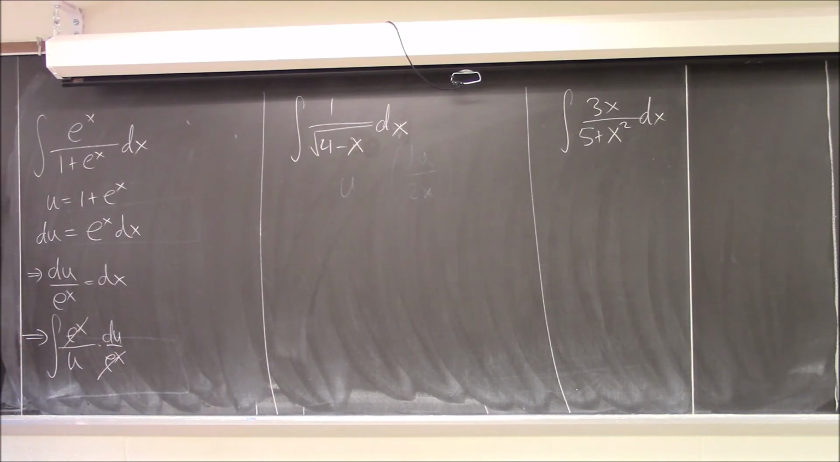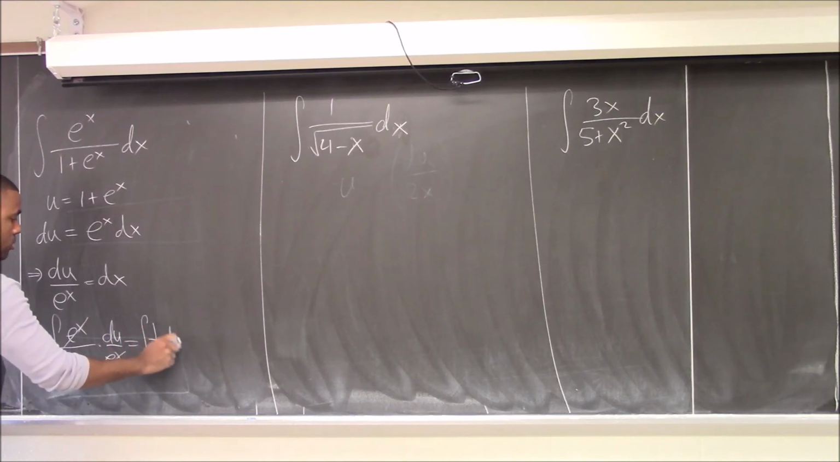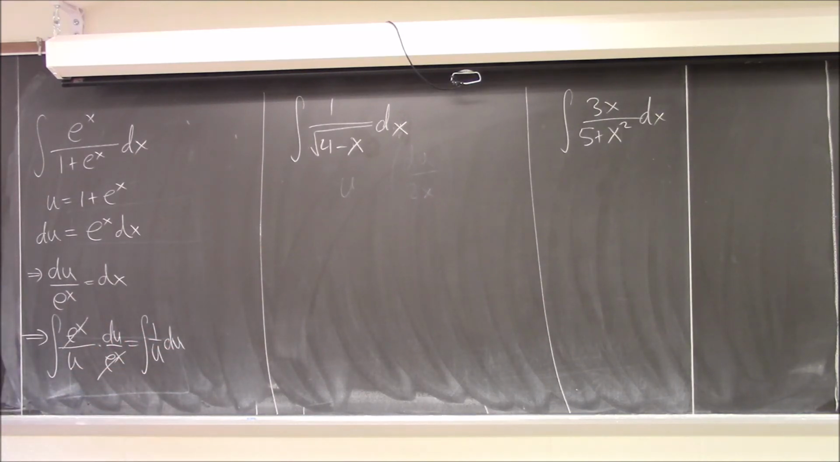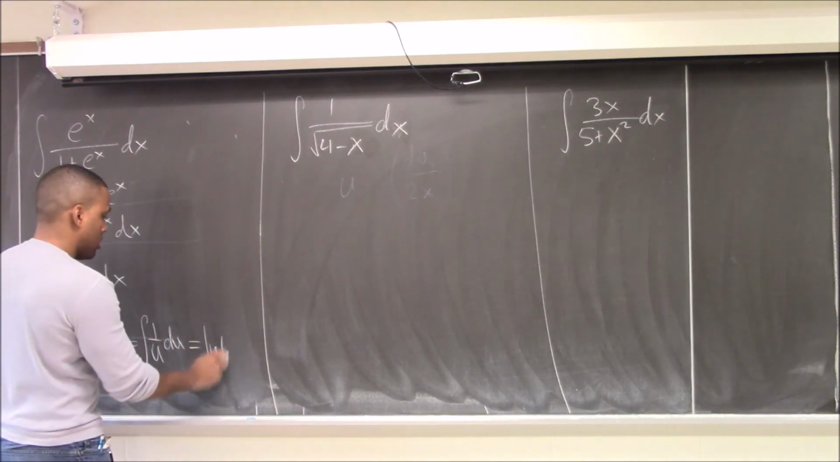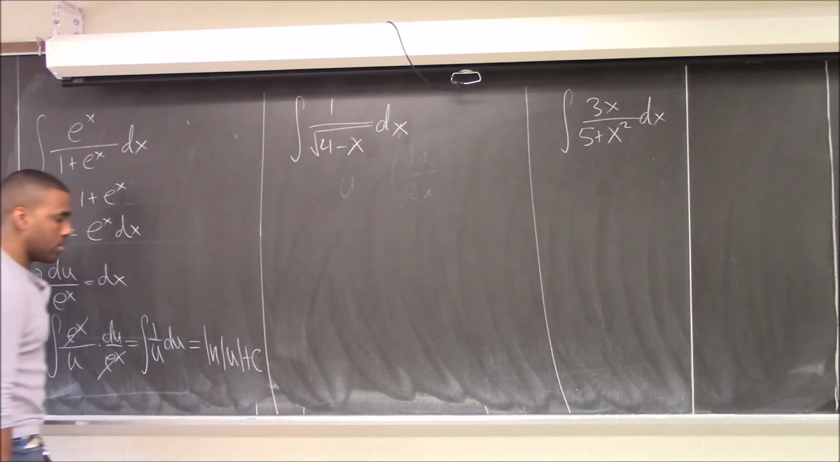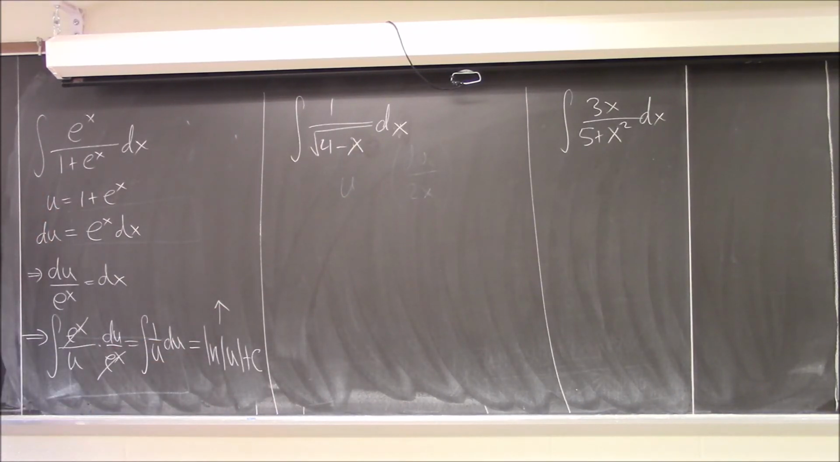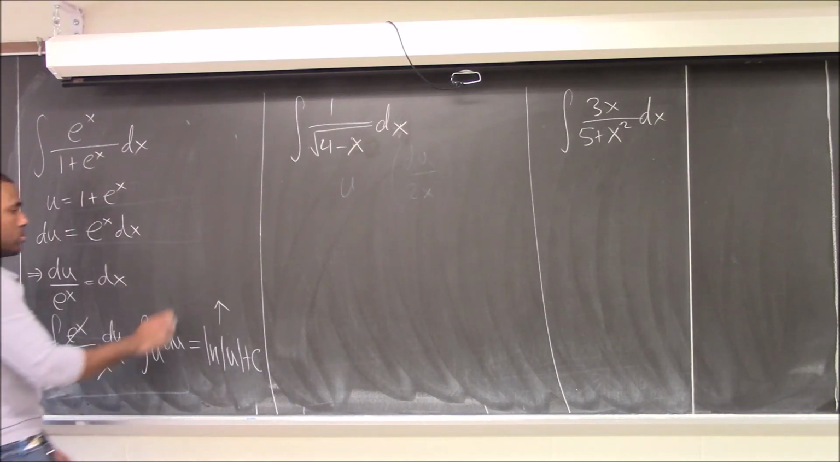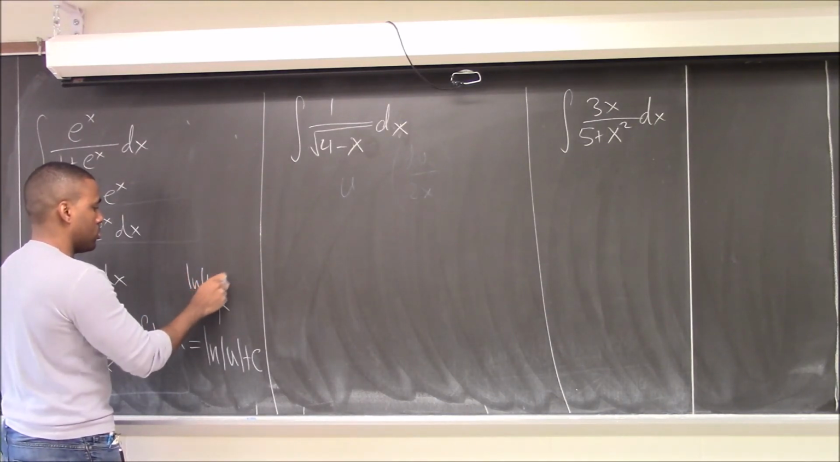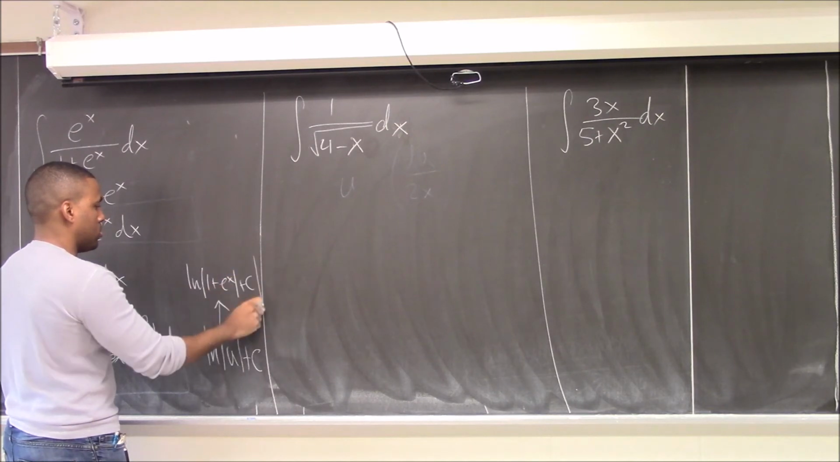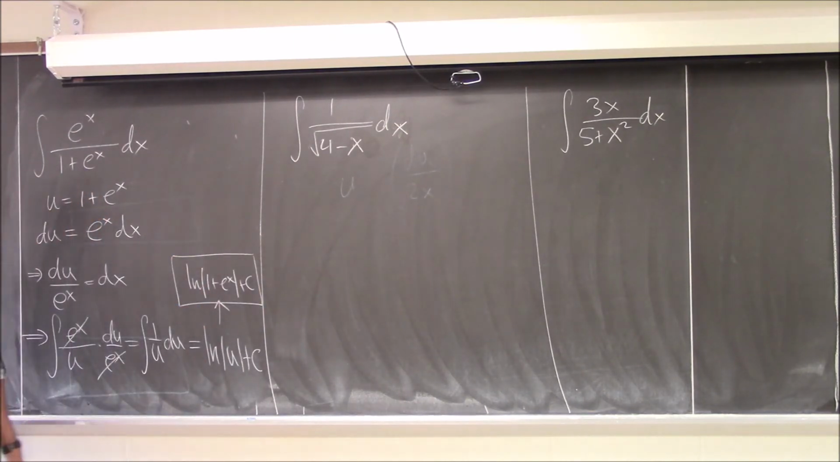This cancels. I end up with the integral of 1 over u du. We know how to integrate that. It's ln of u plus c. And so now I just have to replace that with what my expression is. That should be the answer.